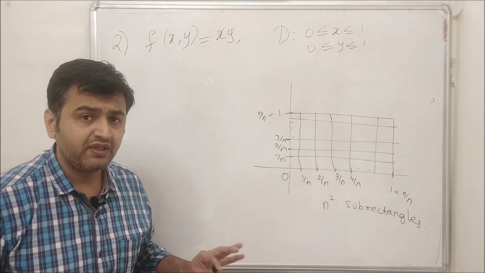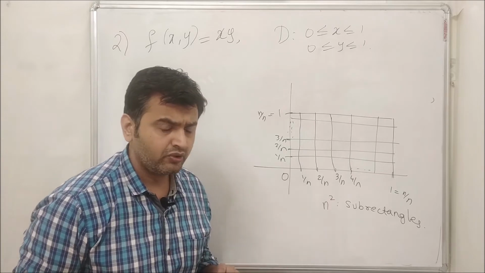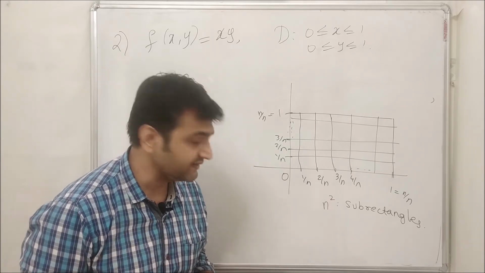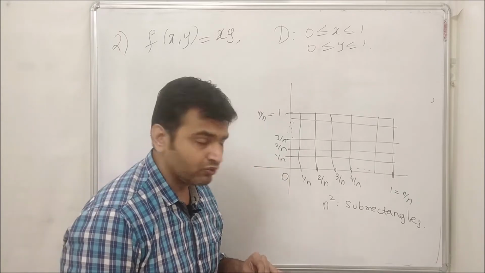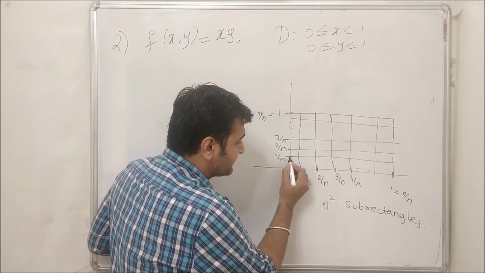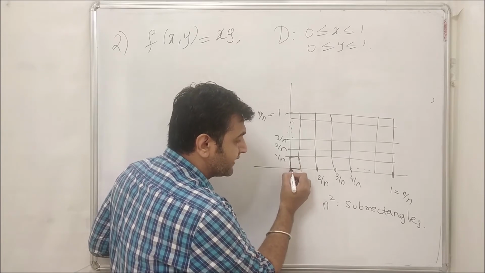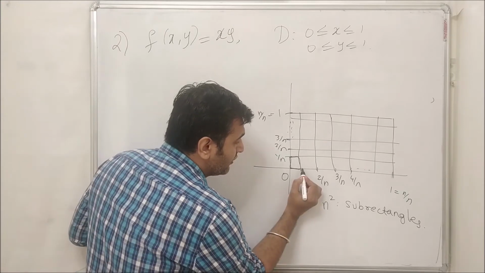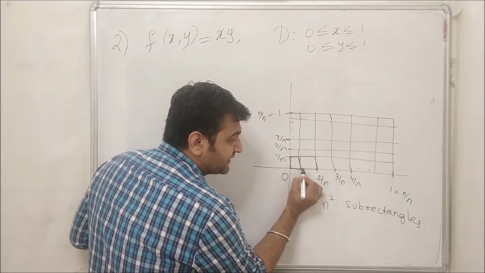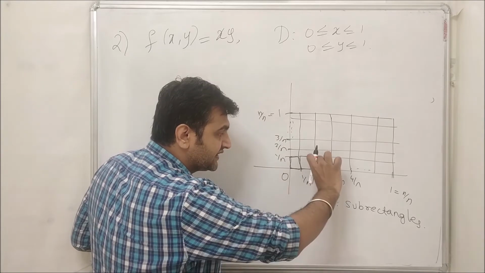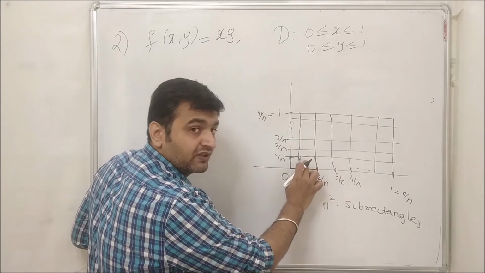So this will be a bit complicated, but I'll be going a bit slow. You can adjust the speed of the video as per the YouTube settings. But okay, let me go a bit slowly. So you have n squared sub-rectangles. This side is 1/n, this side is 1/n. So what is the area of this sub-rectangle? 1/n times 1/n, which is 1/n squared. What is the area of this sub-rectangle? This length is again 2/n minus 1/n, so this is 1/n, this is 1/n. So this area is also 1/n squared.